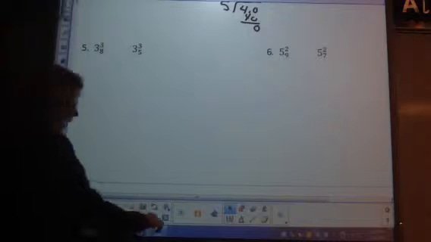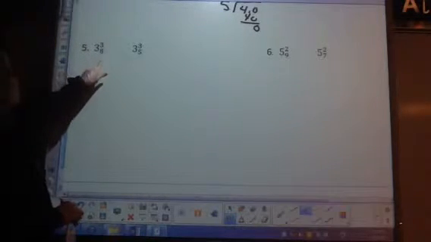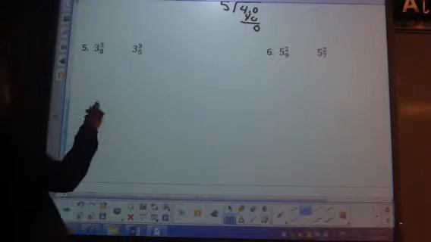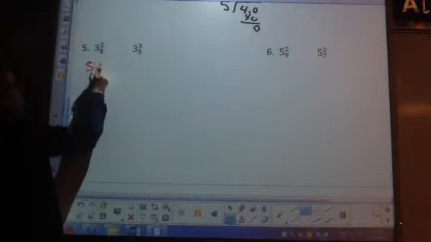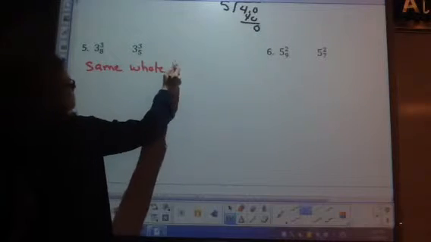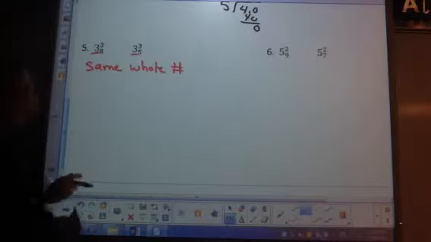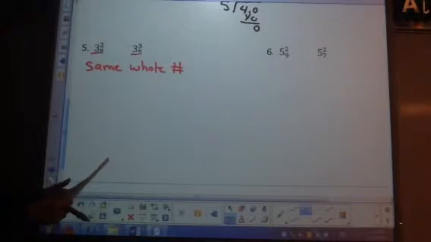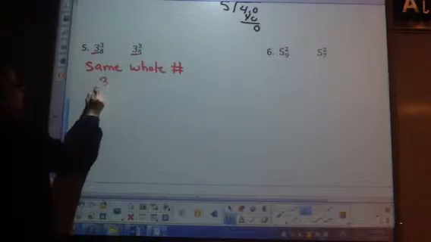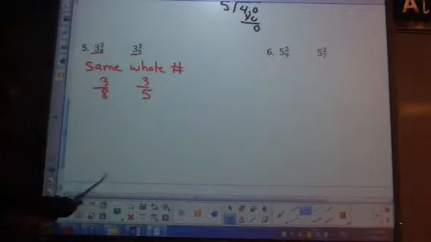Okay, let's look at number 5 here. When we're dealing with mixed numbers, a mixed number is a whole number and a fraction. If you have the same whole number, which we do here, it is 3, all you need to do is compare the fractions. So we're going to compare 3/8 to 3/5.